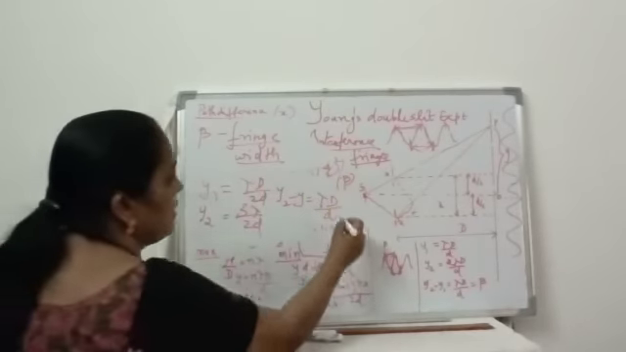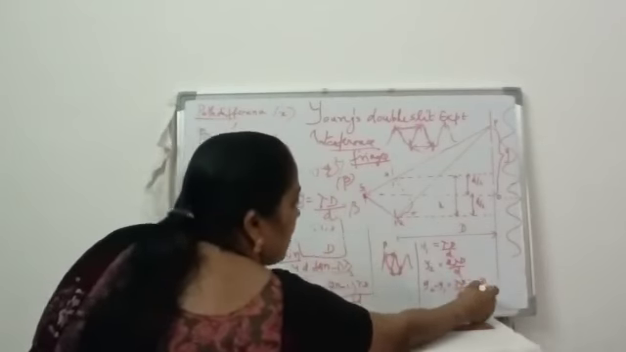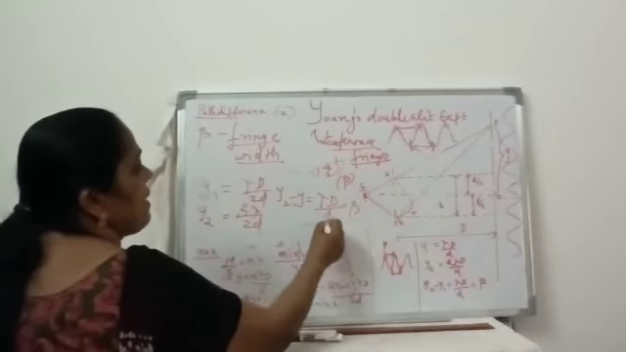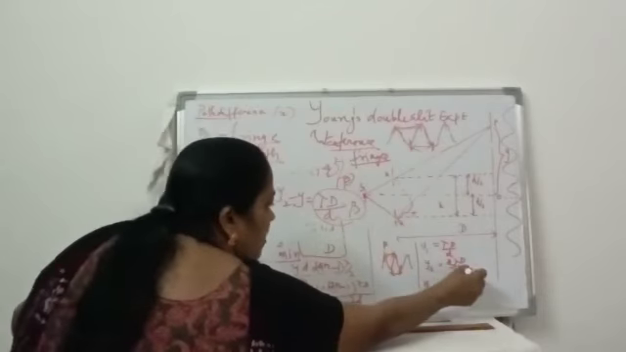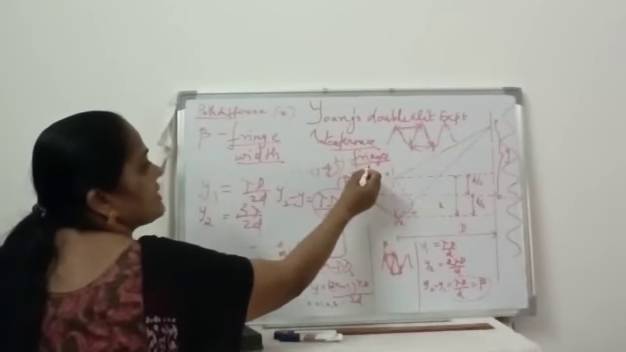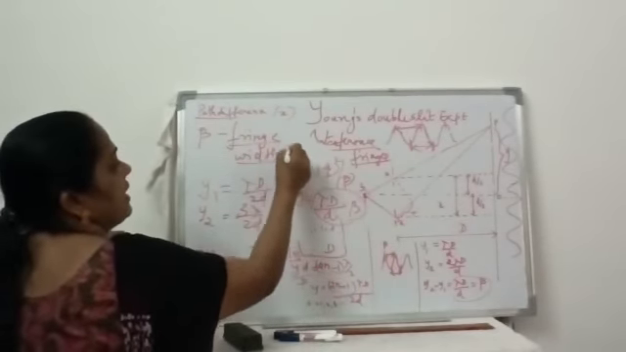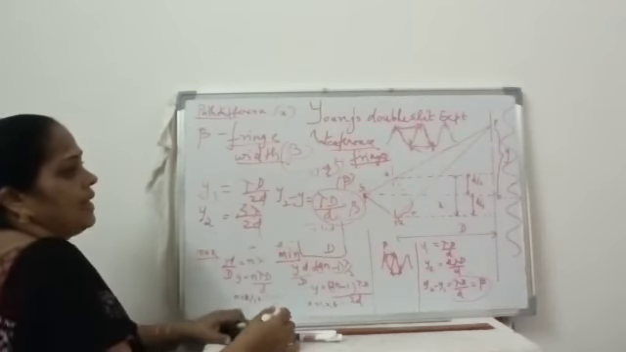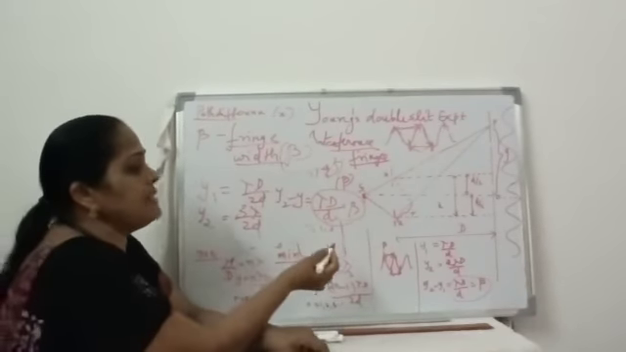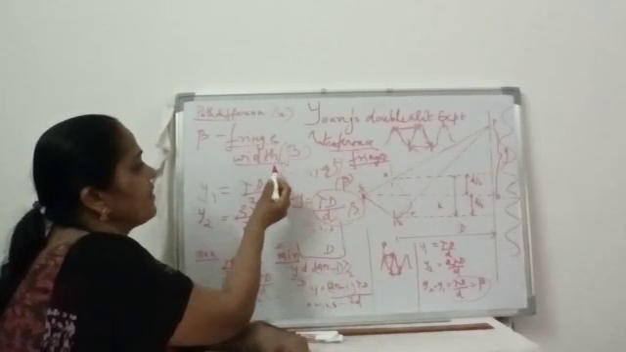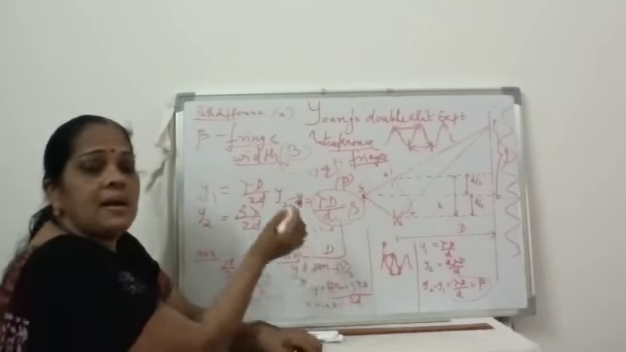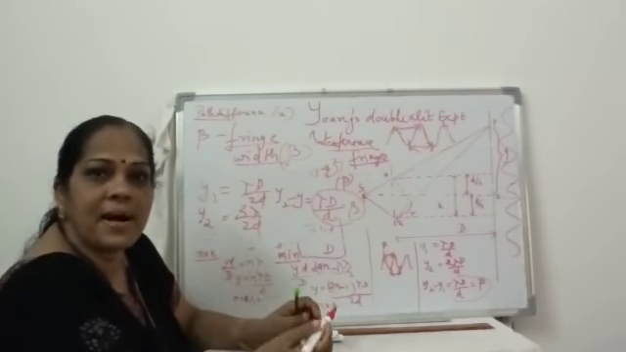So the width of the dark fringe is the same as the width of the bright fringe, and it is called the fringe width, represented by beta. So using Young's double slit experiment, we have calculated the fringe width by calculating the path difference.